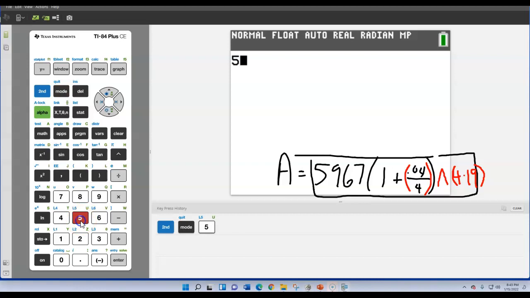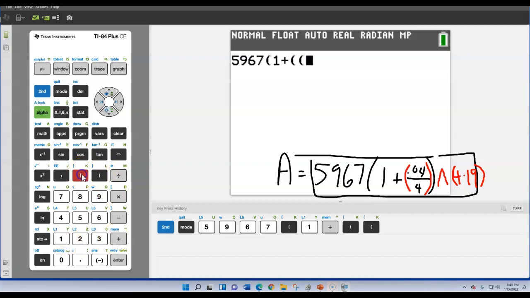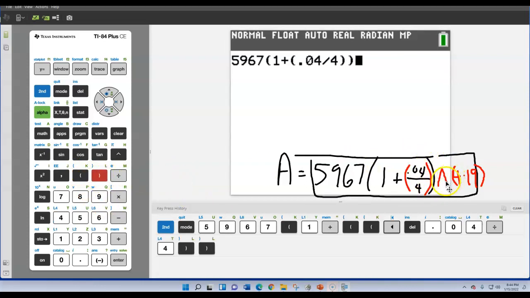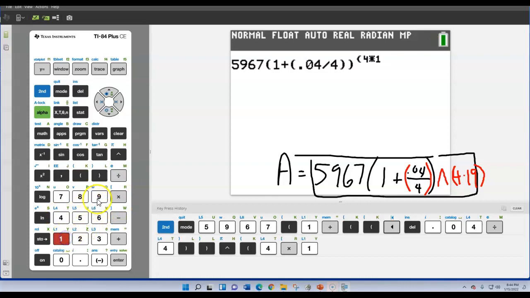So it's going to be 5967 parentheses, 1 plus, and then another parenthesis. Oops, I did too many there, so I'm going to back up and delete that. Another parenthesis, 0.04 divided by 4, close parenthesis, that's the red one, and then another parenthesis, the black one, and then we have our power button, and then in parentheses I'm going to put 4 times 19, and then enter.